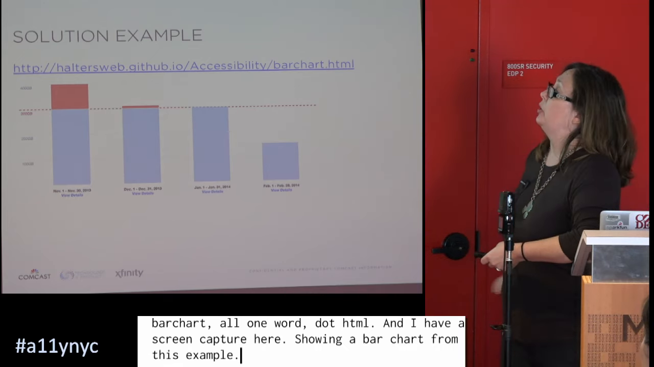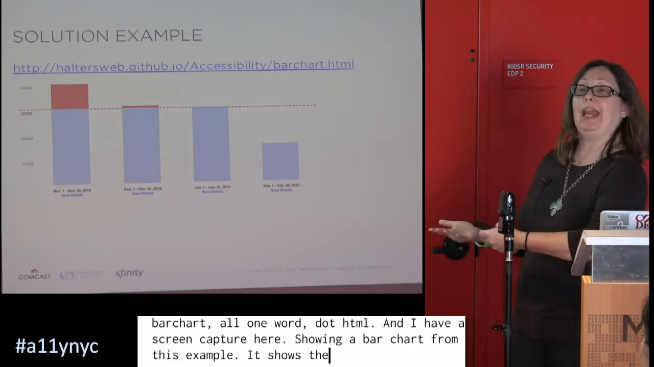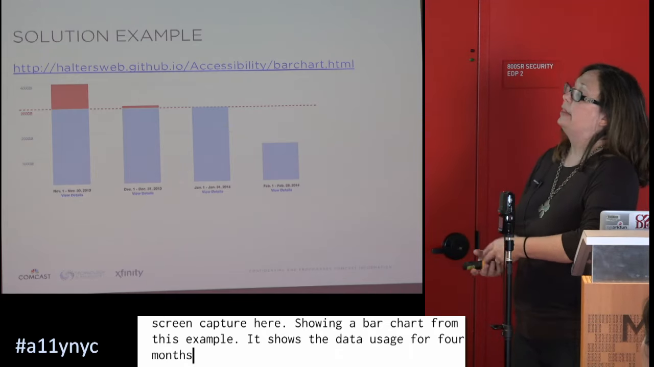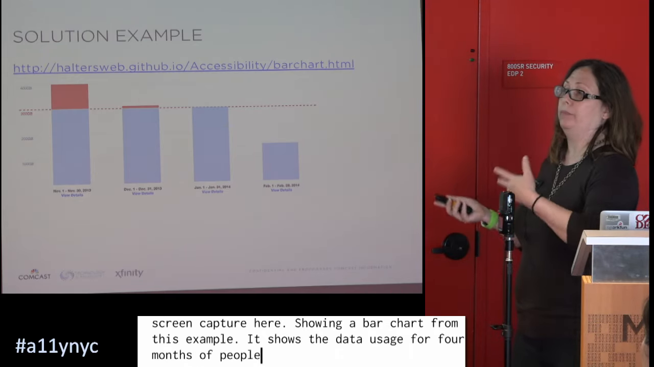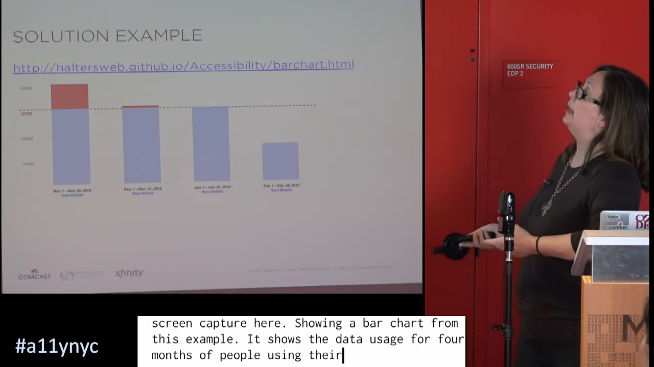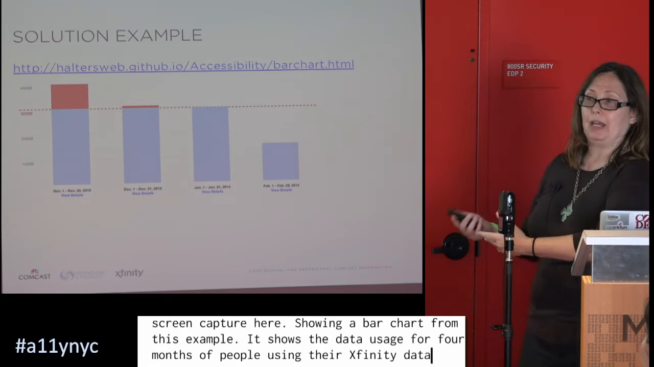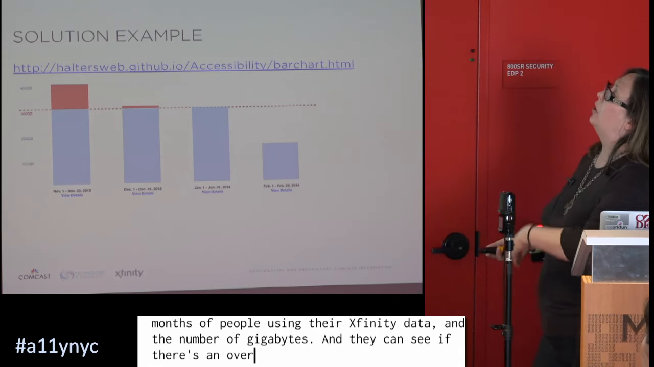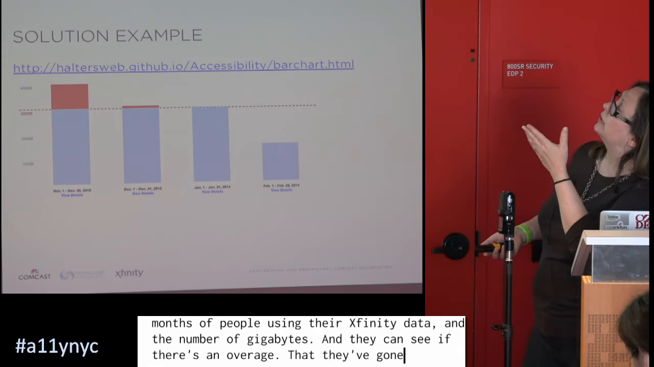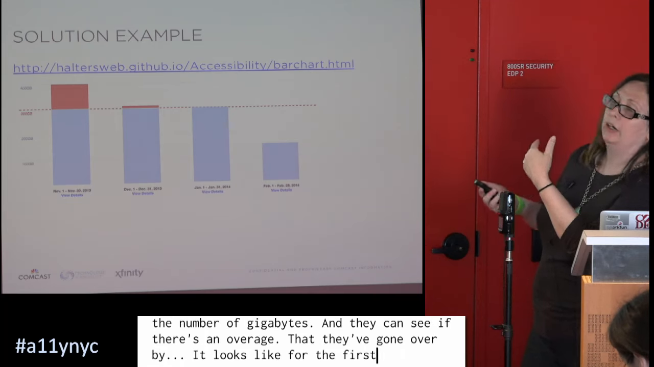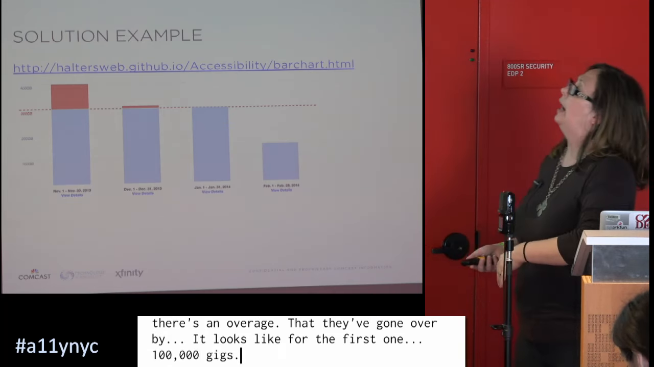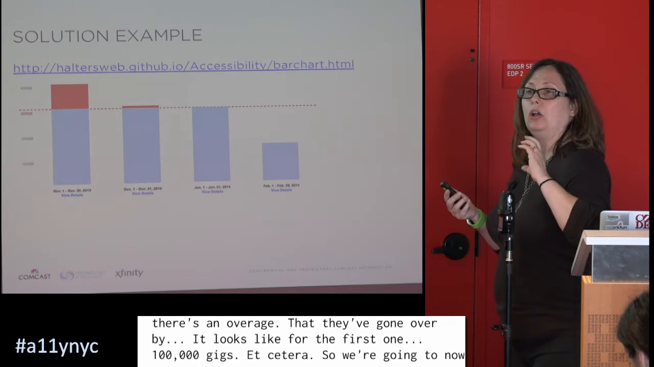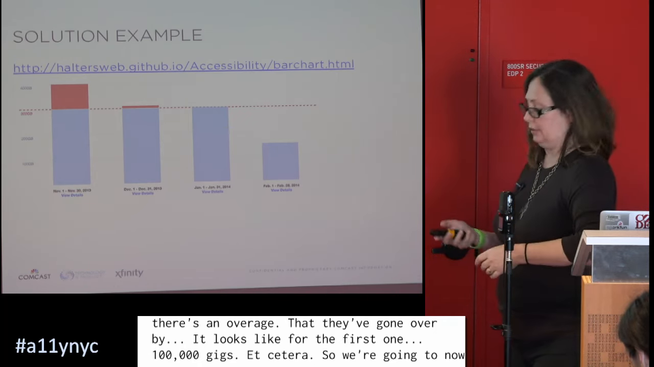And I have a screen capture here showing a bar chart from this example. It shows the data usage for 4 months of people using their Xfinity data in the number of gigabytes. And they can see if there's an overage that they've gone over by, it looks like for the first one, 100,000 gigs, etc. So we're now going to see how we did this.